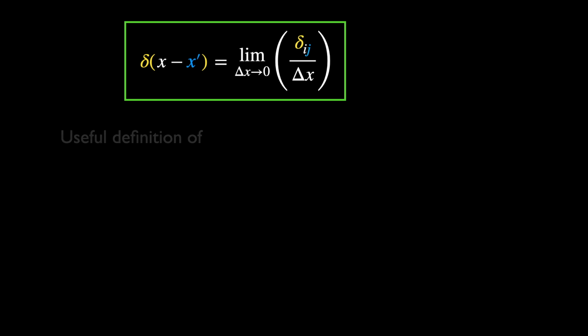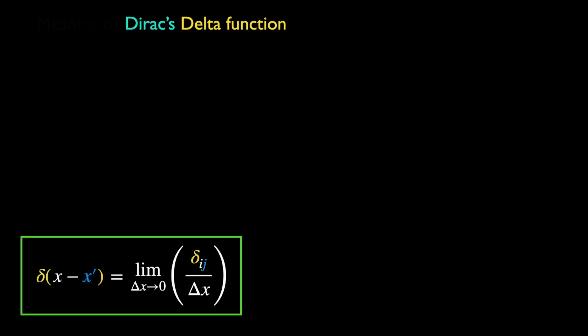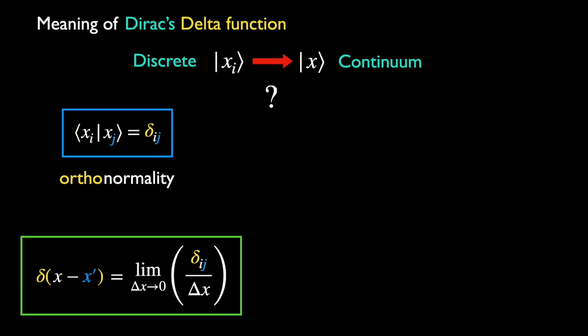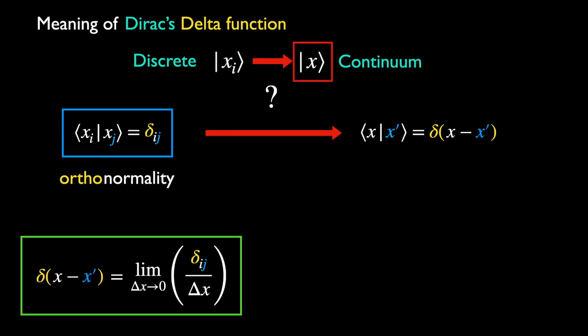This is a useful definition of the delta function, and will allow us to derive all its properties. We can now see what this function really means. Going back to the question of mapping the discrete states onto the continuum. Recall that the discrete states satisfy this orthonormality condition. We can map this directly. Then we can use this to define the continuous position states.